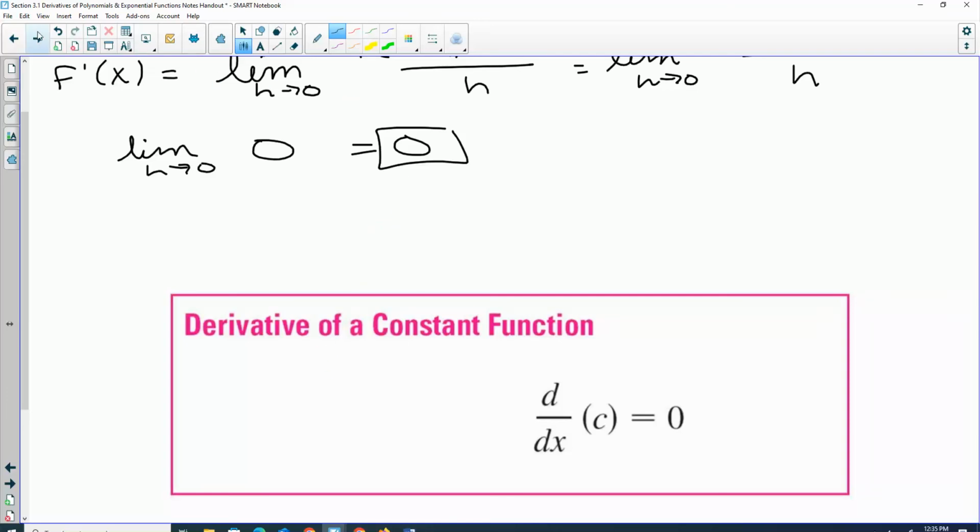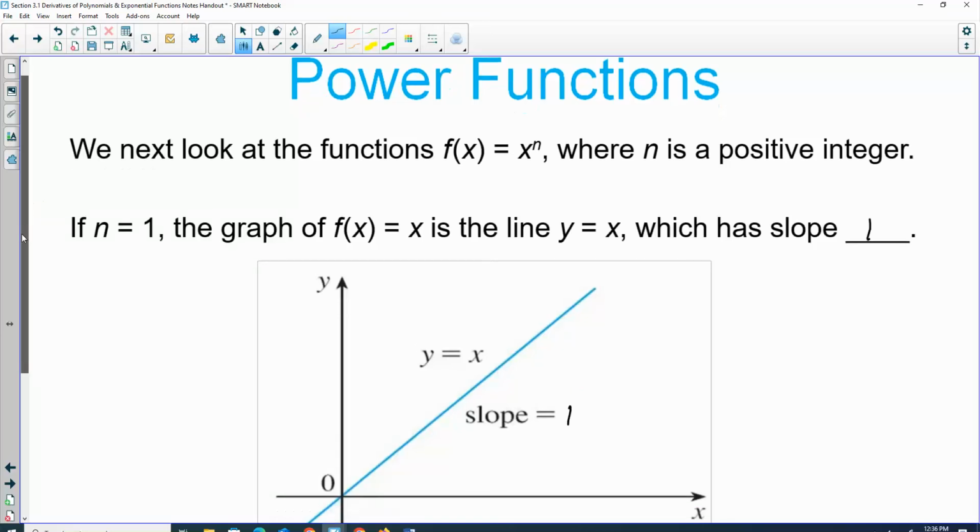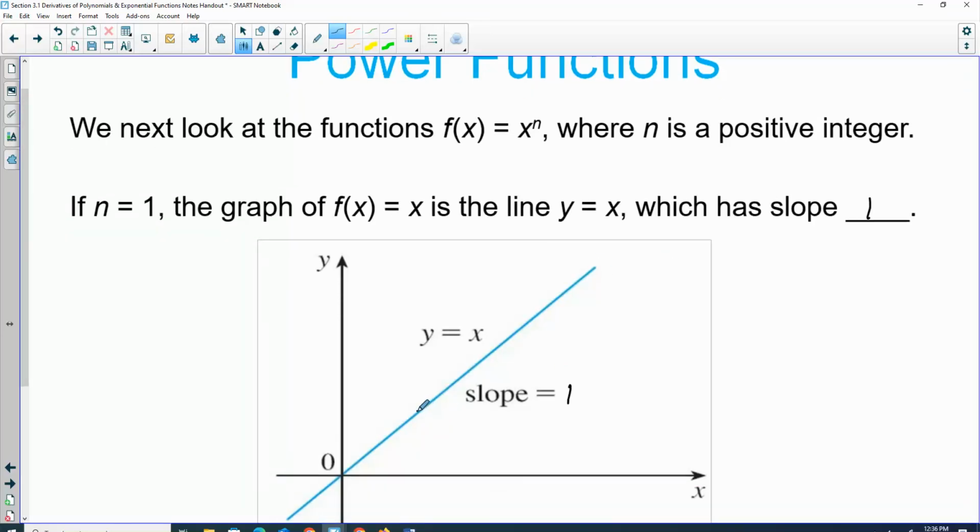Okay, let's keep going. Let's talk about power functions. So if we have just x to the first, then if we're talking about a power function x to a power, if it's x to the first, then the line is y equals x. What's the slope of that line? 1. So what would the derivative of that be then? If you're drawing a tangent line, it would just be the line. So the derivative of x is 1.